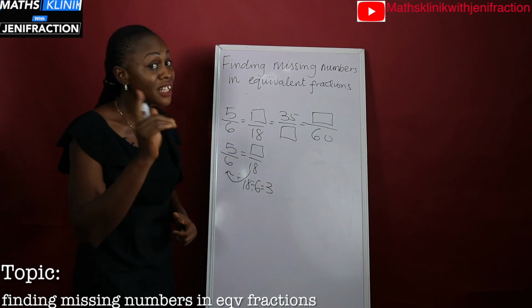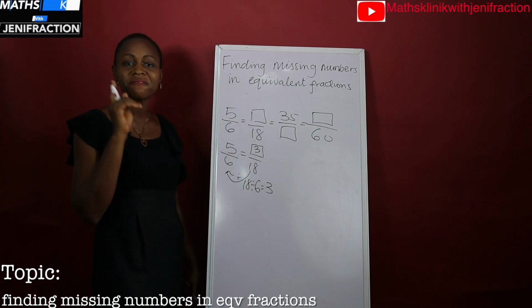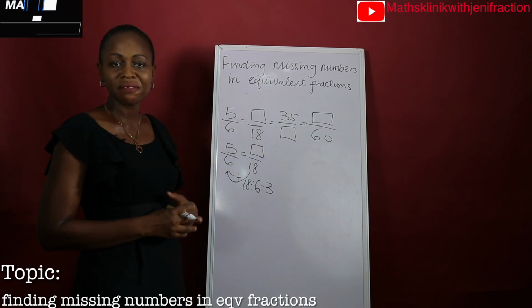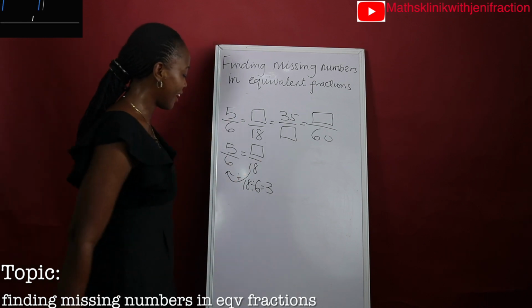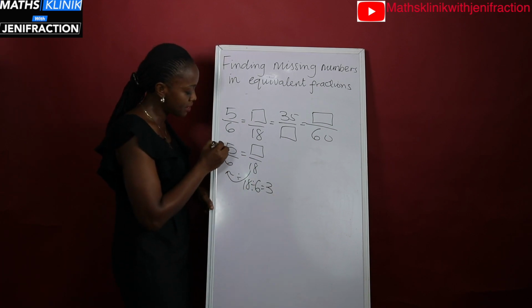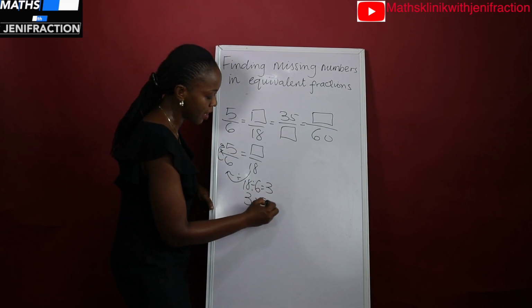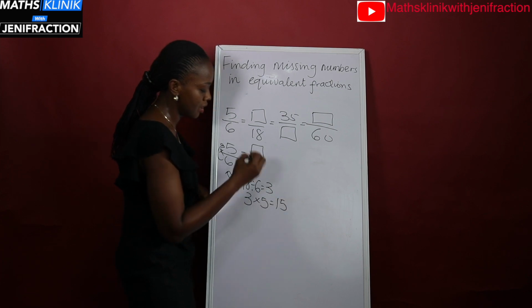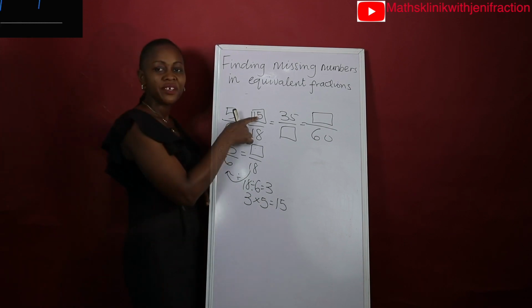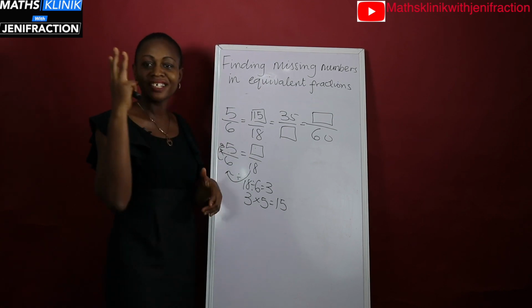That's not our final answer. I'm not going to write my 3 here because that's not my final answer. Remember, we are taking 2 steps. Divide. After dividing, you then multiply. So I'll say, this my 3 times 5. So we have 3 times 5, and that is 15. Therefore, our missing number here is 15. 15 divided by 5 is 3. And 18 divided by 6 is 3.